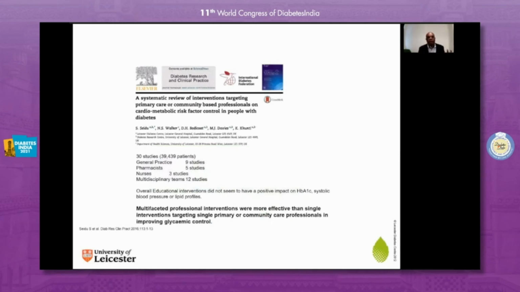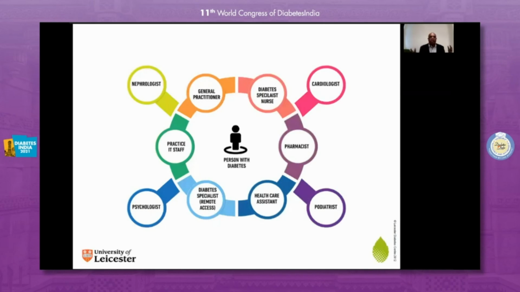To do this, you don't only rely on GPs in primary care. You need your specialist support, you need your podiatrists, you need your pharmacists, you need your healthcare professionals from all walks of life, all around the table to develop these interventions. And it's only when you do this at the same time that you can get benefits in glycemic control. And so in this paper that we published in Diabetes Research and Clinical Practice a few years ago, we're able to demonstrate that multifaceted professional interventions were more effective than single interventions targeting single primary care or community care professionals in improving glycemic control.